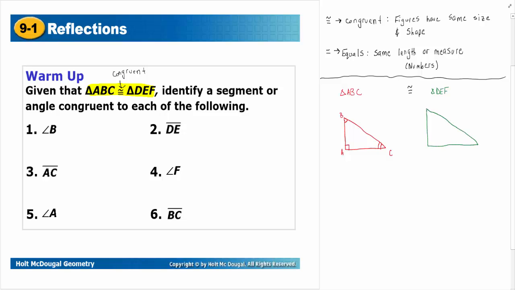So there's triangle DEF. I'll make a little right angle there. There's D, there's E, and there's F. Now the key on this is the following. You need to make sure that A is in the same spot as D, B is in the same spot as E, and C, I'll cross over here, is in the same spot as F.